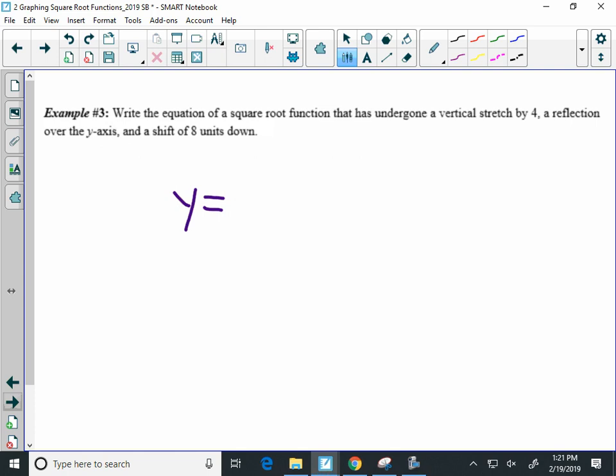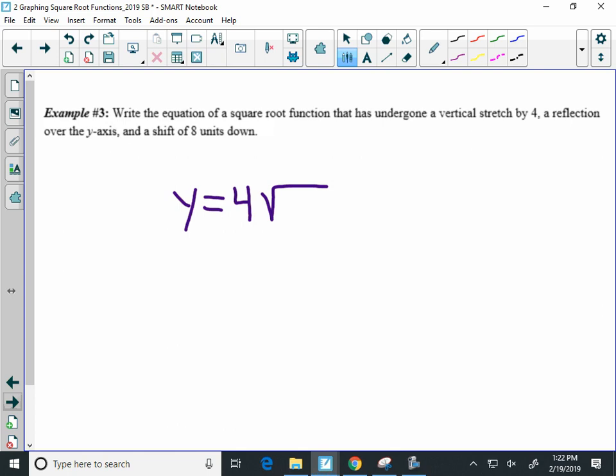Where I use a 4. Where does the 4 go? Under the radical or outside the radical? In front. A 4 or a 1/4? A 4 for vertical. If this was a horizontal stretch, what would it do? What would be a 1/4 underneath? We're not doing horizontal, we're looking at vertical right now. So I have a 4 in front.